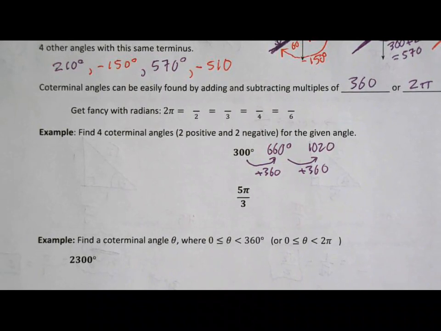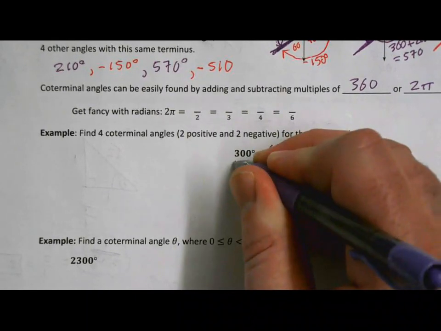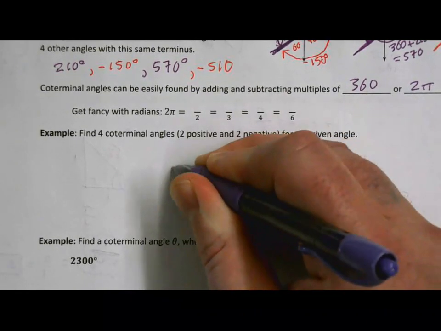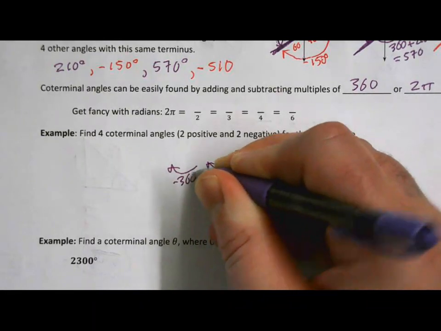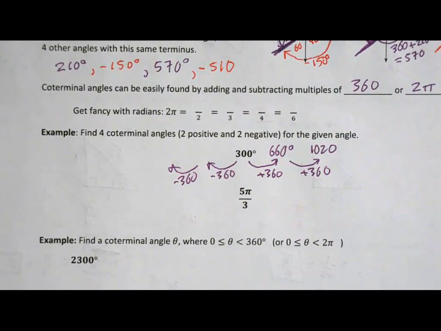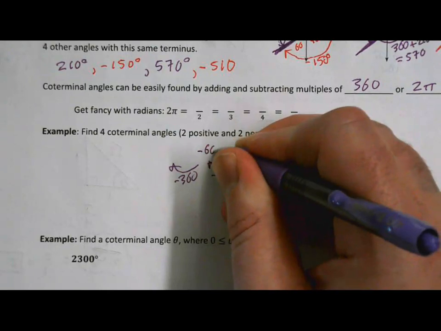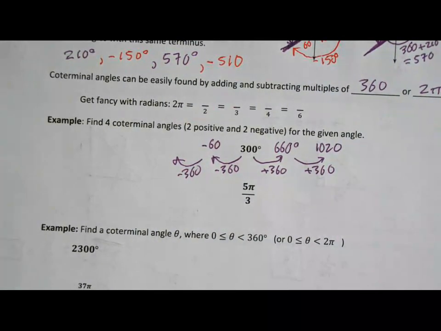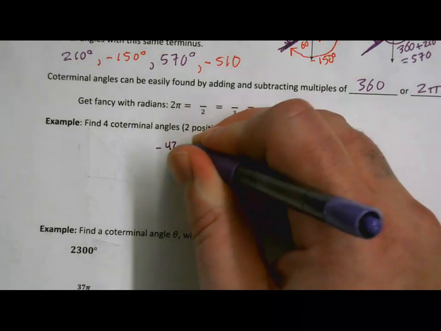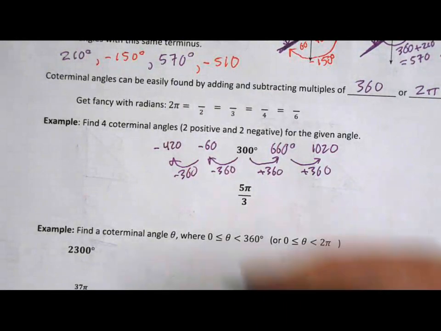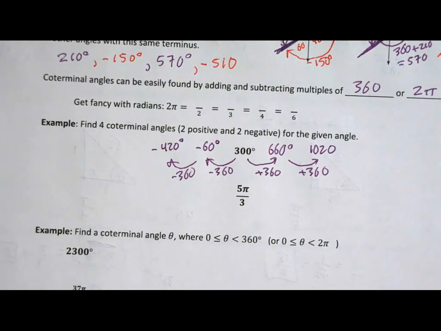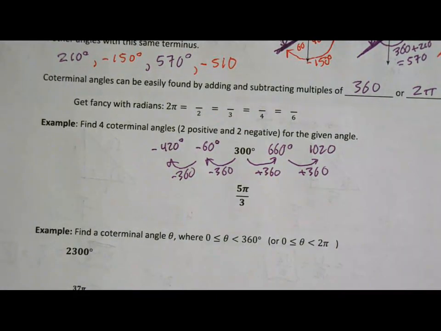And if I wanted a couple negative coterminal angles, instead of adding 360, we could just back it up 360. So subtract 360 a couple times. 300 minus 360, that's negative 60. Minus another 360 would be negative 420. And there we go. And if we wanted to, we could keep adding and subtracting 360s all day and get as many of these as you wanted to.